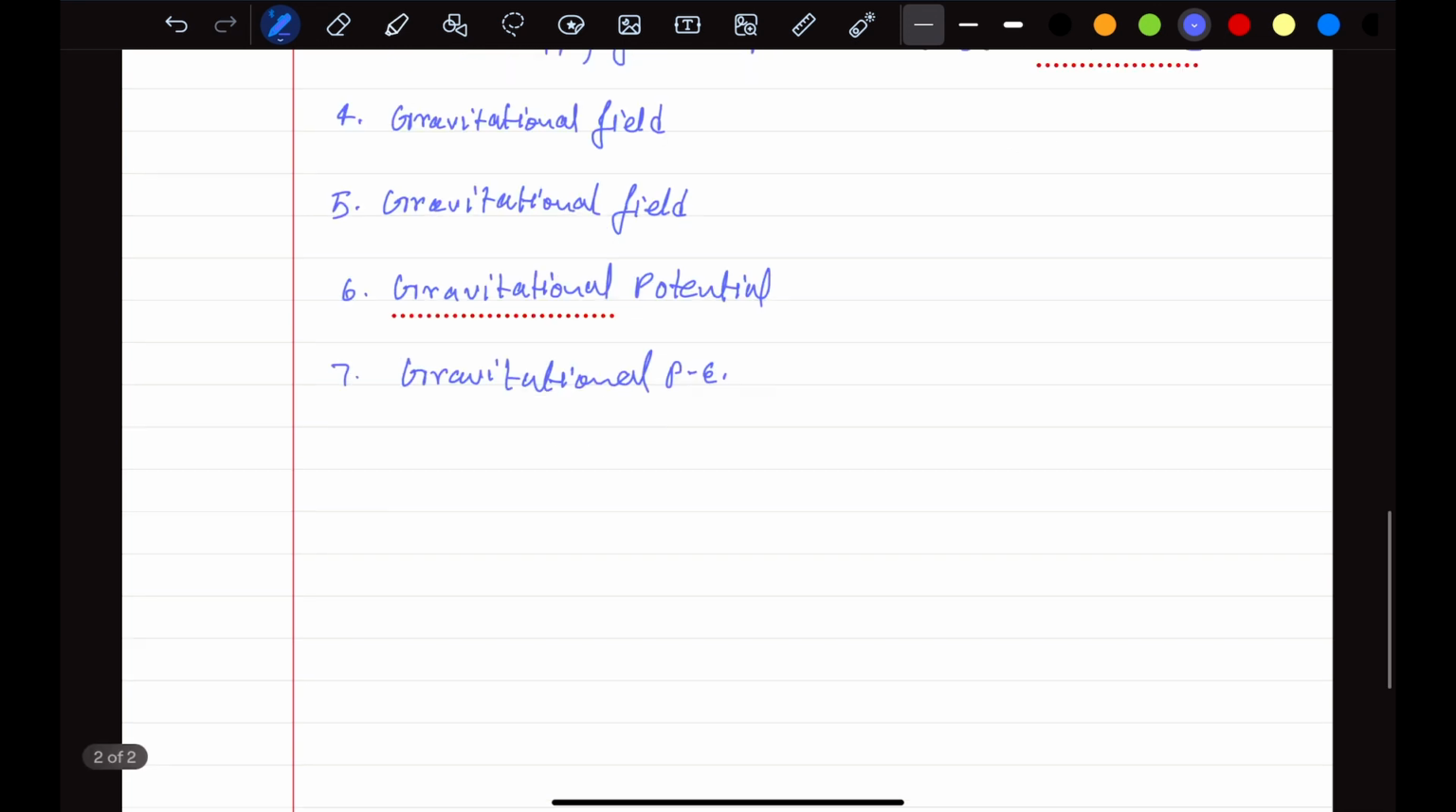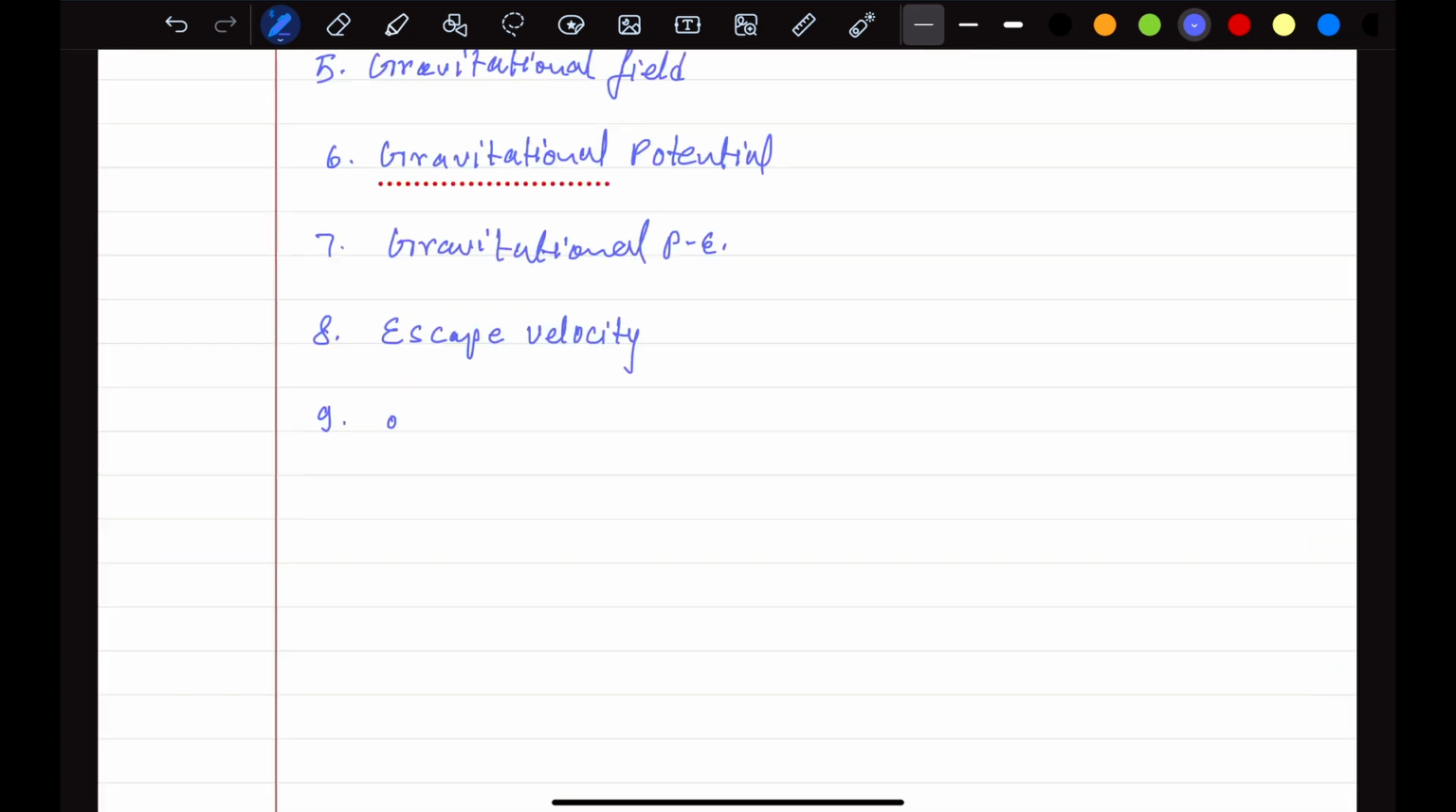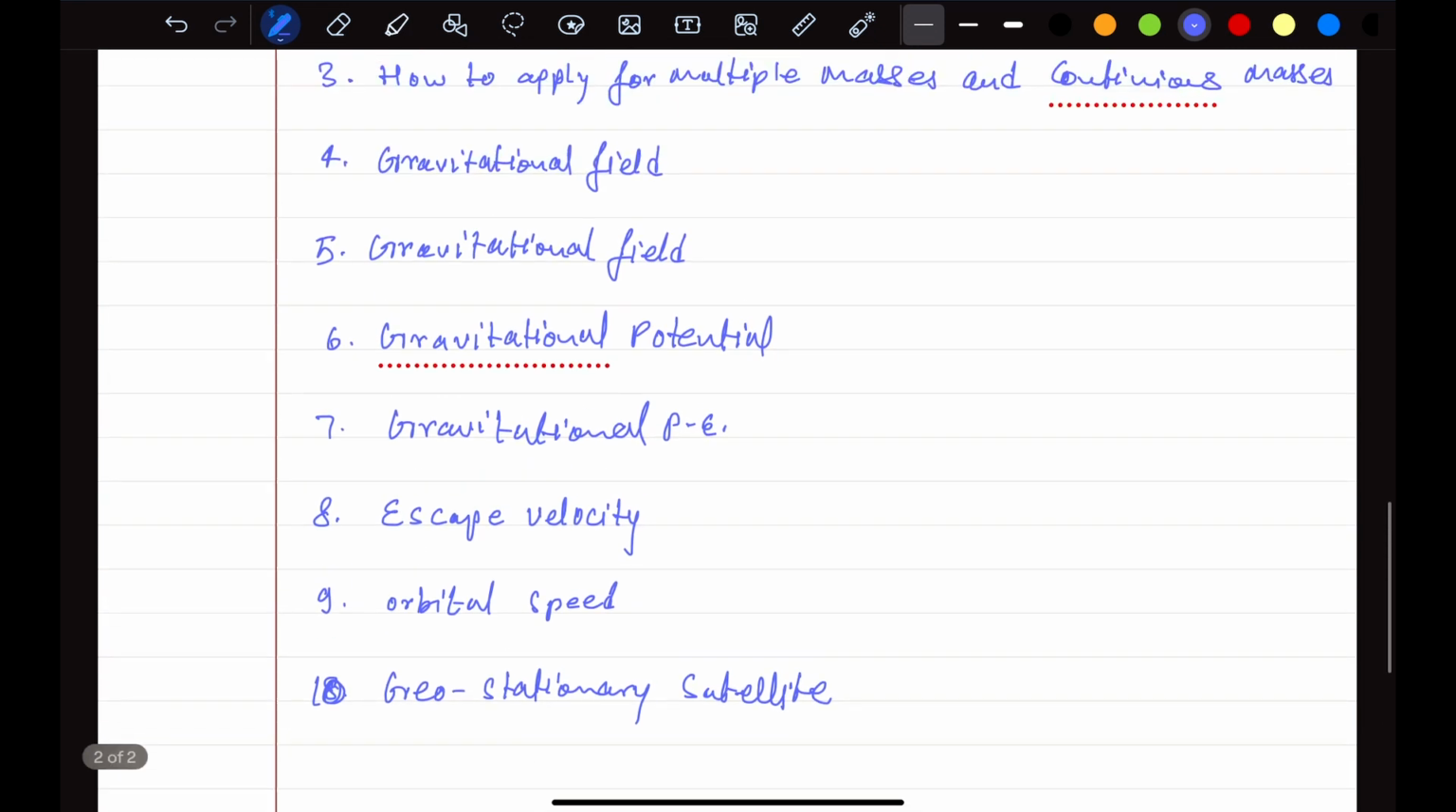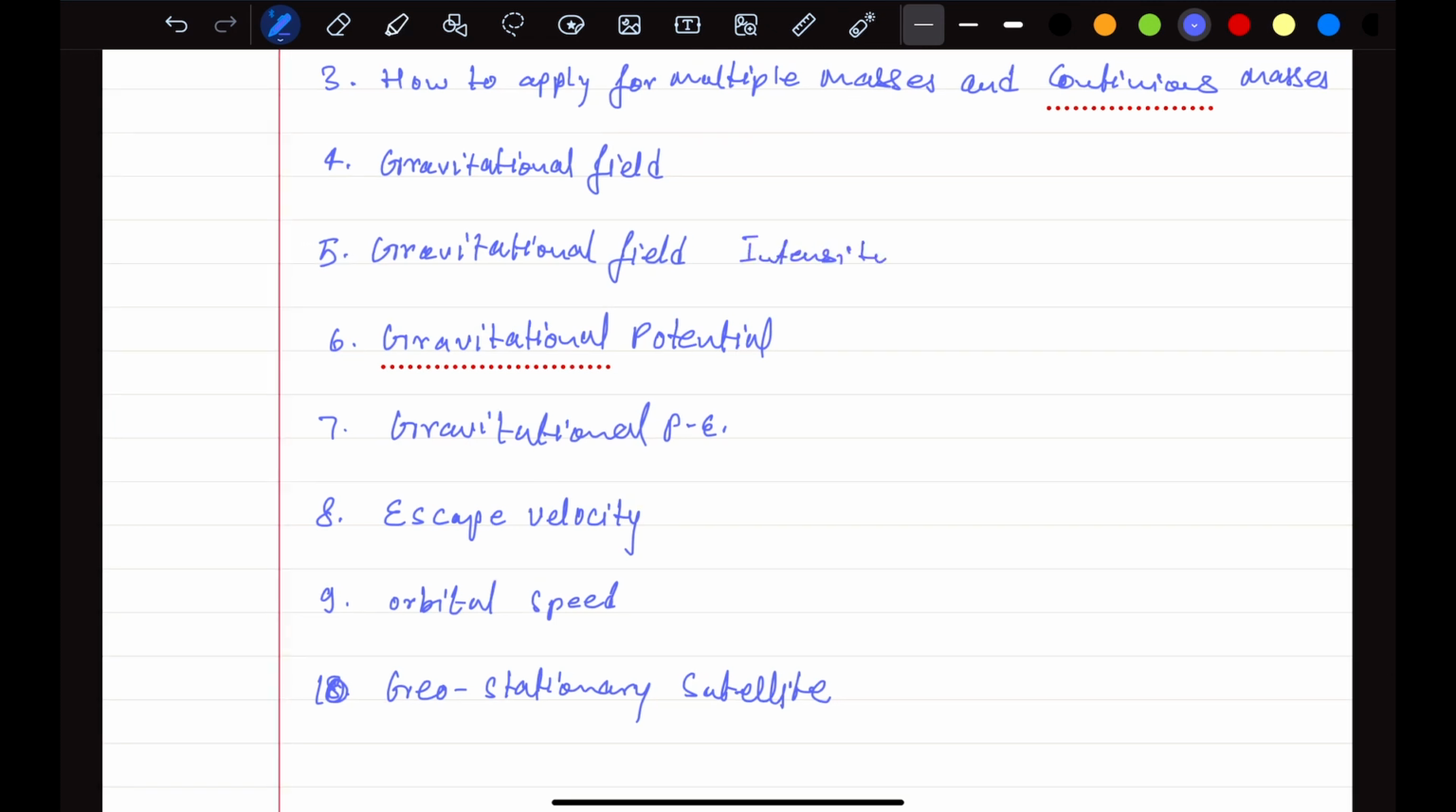Then one important part is escape velocity, orbital speed, and the geostationary satellite. So these will be the topics. Around 10 topics will be there. Somewhere we can add some extra topics, like gravitational acceleration due to Earth, after gravitational field intensity, as the fifth topic. That as well we will discuss. So now let's move on.